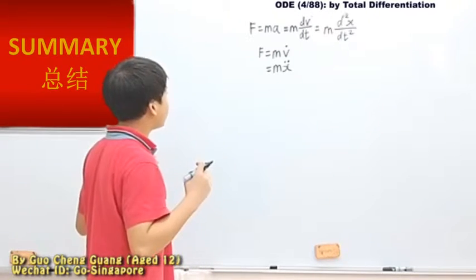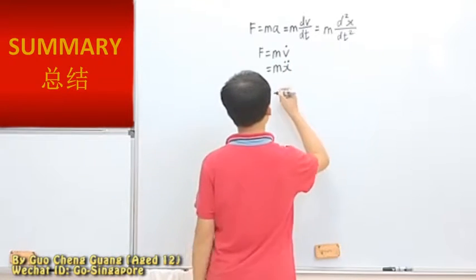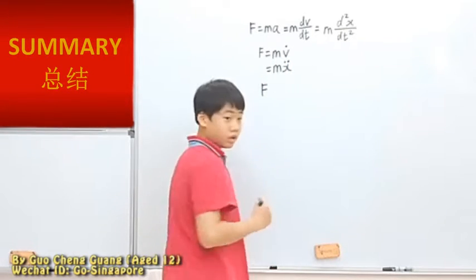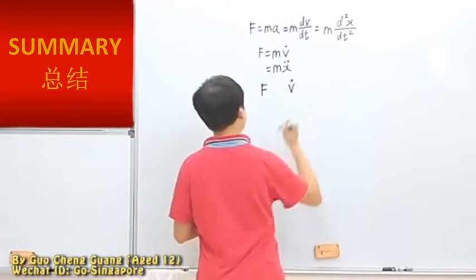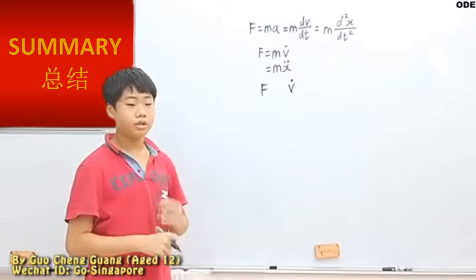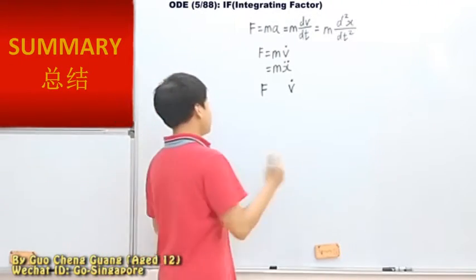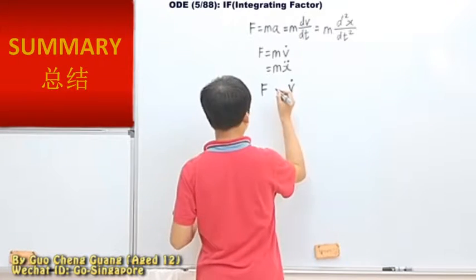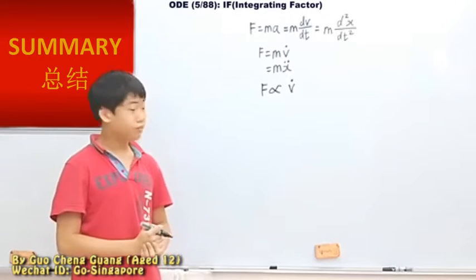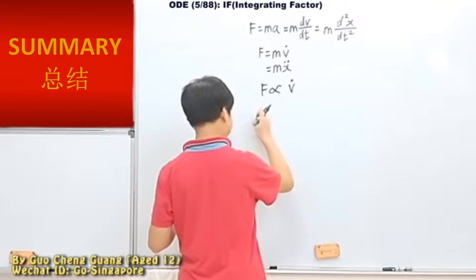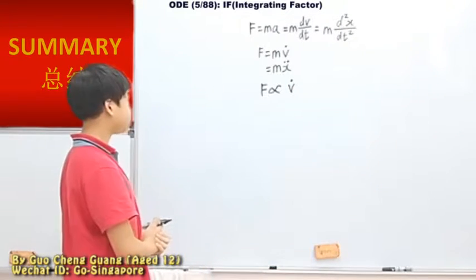But are there any other ways of writing this? For example, if we don't know what this m is, this F has some sort of relationship with v. This relationship we might not know, but we can express it using proportionality. So we can write F as proportional to this differentiation of v.